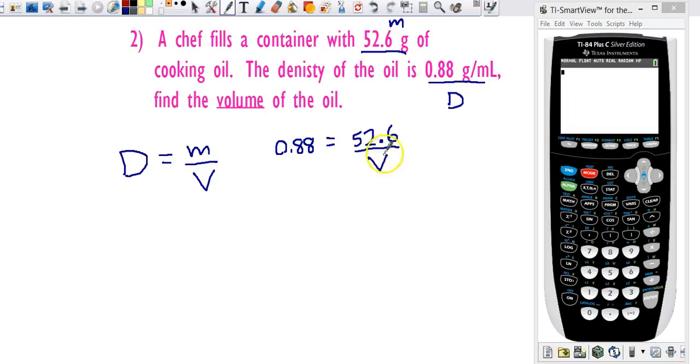All right, so we're trying to find V. We do want to get V by itself, but we do have this 52.6 above it. So we are going to have to multiply both sides by V so that the V here cancels out. And when you do that, we write 0.88 V. V's are gone, so it's going to be equal to 52.6. And to solve that, we would divide both sides by 0.88.